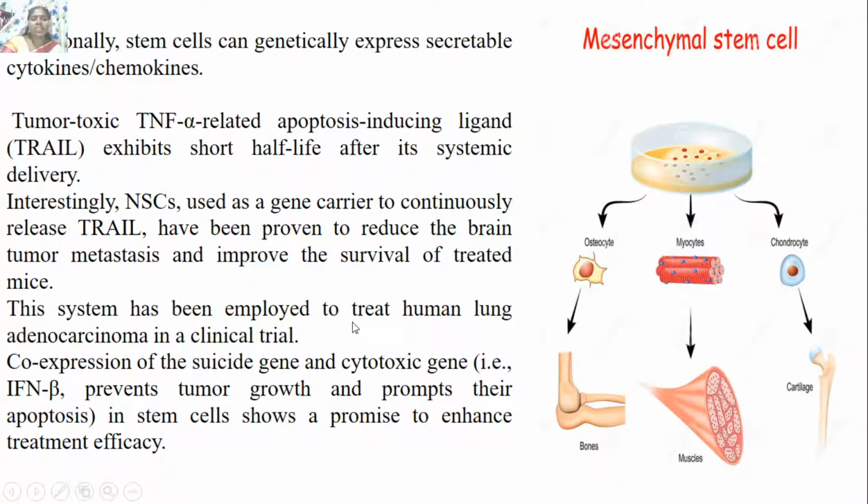This system has been employed to treat human lung adenocarcinoma in a clinical trial. The co-expression of suicide gene and cytotoxic gene of IFNB prevents the tumor growth and promotes apoptosis in stem cells, showing promise to enhance treatment efficacy. This is the growth of mesenchymal stem cells, where you can use these mesenchymal stem cells as a therapeutic agent to treat these cells.